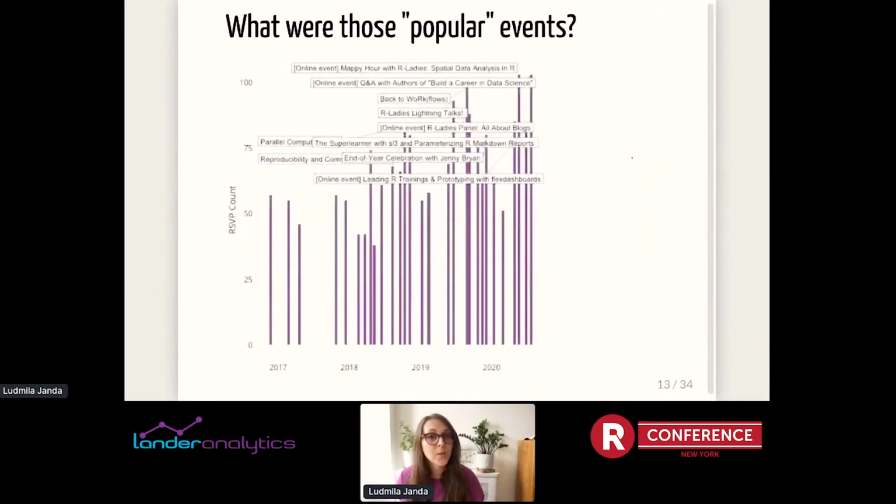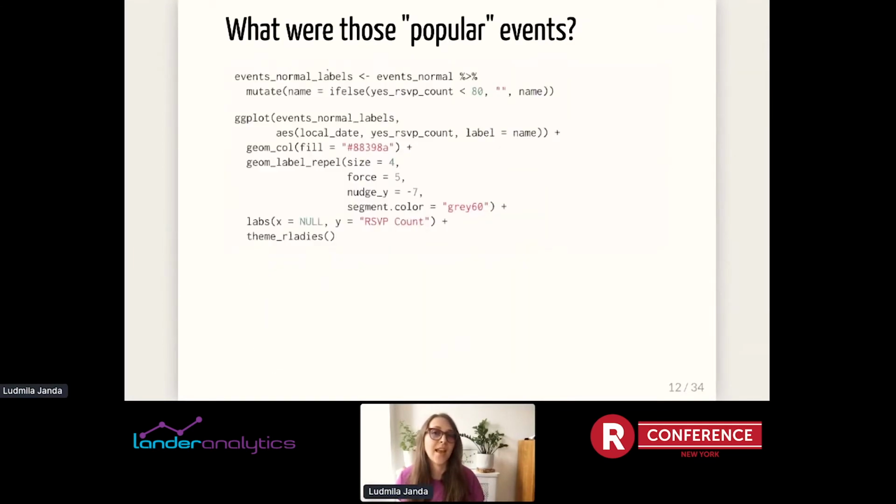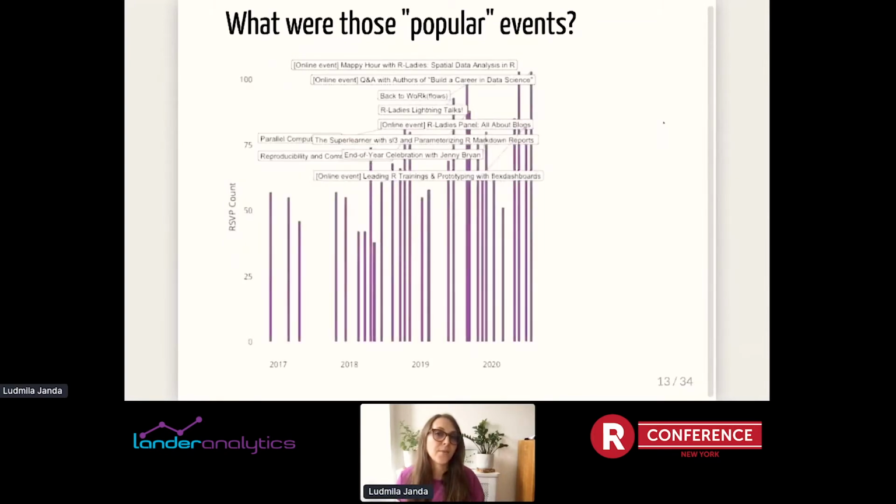So then I got curious, what are those popular events? I went ahead and labeled the graph again, but here with events with more than 80 RSVPs, and I was happy to see that a lot of these events are later on, and several of them are online events that we've had since the beginning of COVID-19, which is nice because we've been really concerned about trying to maintain our community during this time.